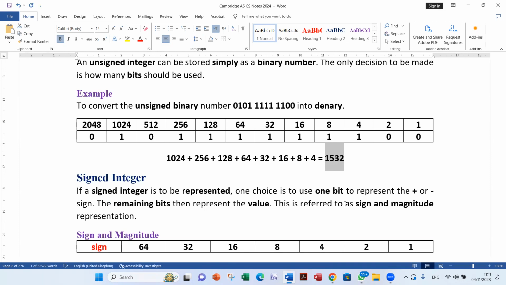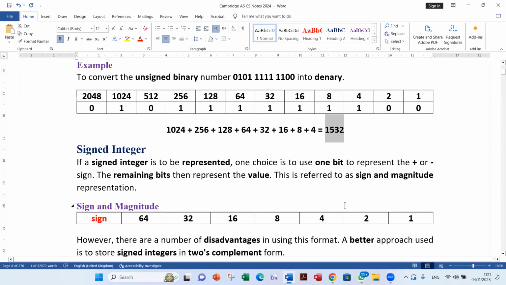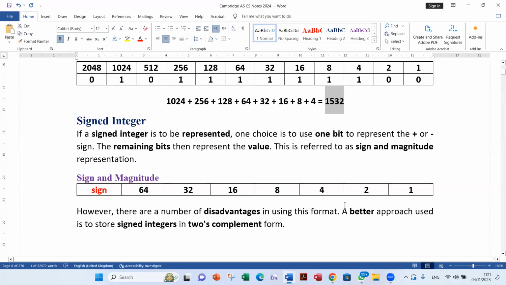Okay, let us carry on. Then we need to talk about signed integer. Signed means positive and negative. There is one little new piece of information here. It is not so successful and not used mainly, but I cannot omit it from the syllabus. There is something called sign and magnitude. There is one way of representing positive and negative numbers, called sign and magnitude.